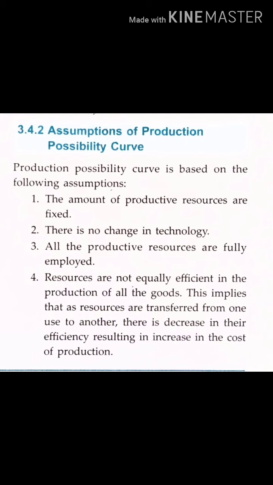Now this implies that as resources are transferred from one use to another, there is a decrease in the efficiency. That means the production capacity may decrease. Okay. So resulting in increase in the cost of production. So what will happen if I am going to produce some other commodity? It is possible that my cost of production can increase for that. So that is also a part of assumption. Am I clear?